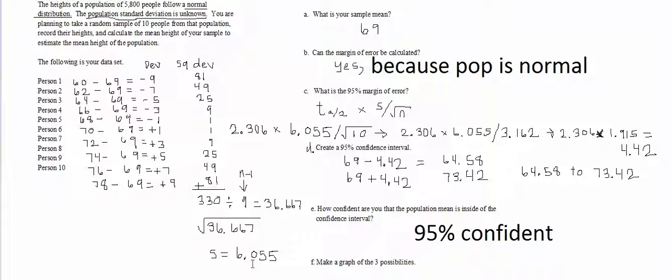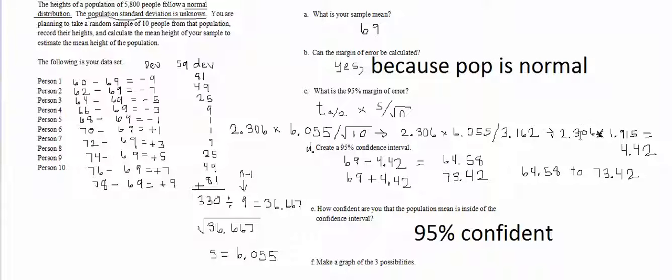6.055. Now I take that number, I plug it in right here, and I need my n, sample size. The sample has 10 people, so n is 10. Now I've plugged in all three numbers into the formula. Now I'm ready to go ahead and work it out. The square root of 10 is this right here, 3.162. I divide the fraction, the top by the bottom, and then I got this answer, 1.915.